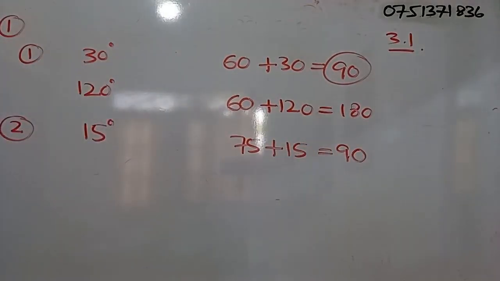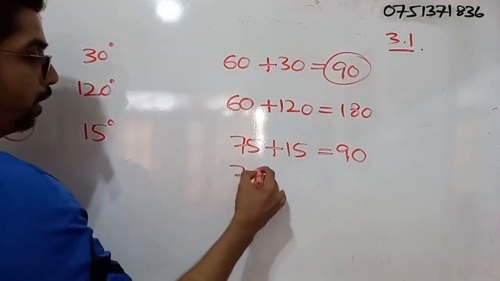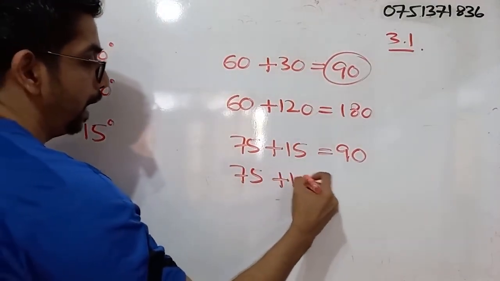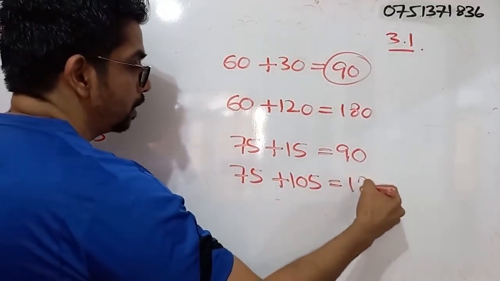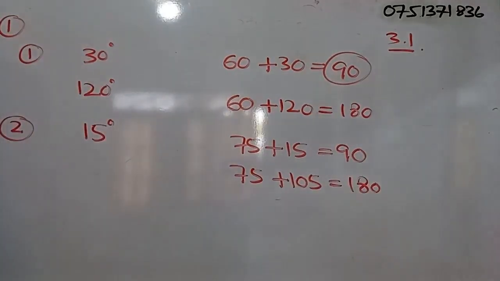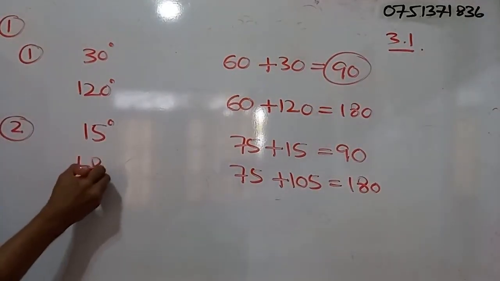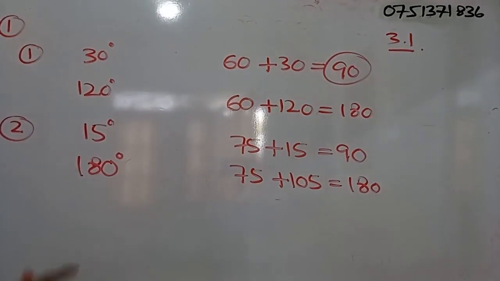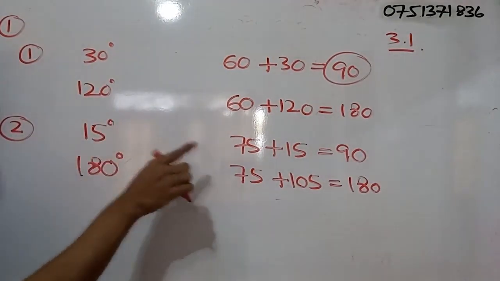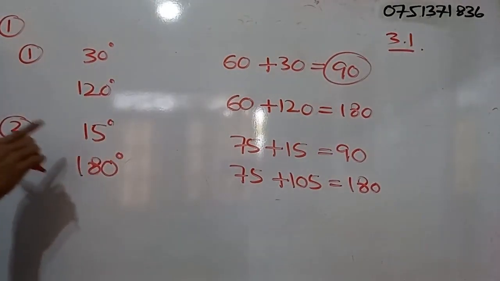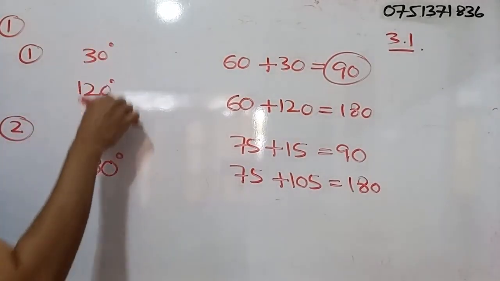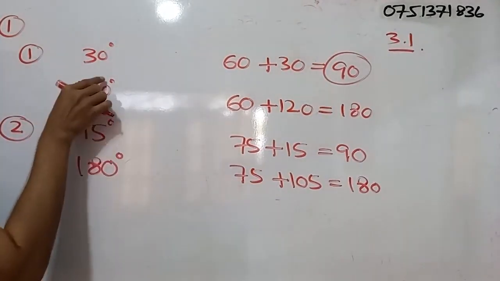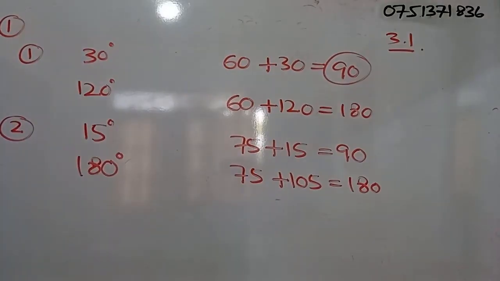Okay. So the next one, supplement of 75. If we take 75 and add another 105, this sums up to 180. The supplement of 75 degrees is 105 degrees. Now always remember, when you are writing down the answers, don't forget the degrees.